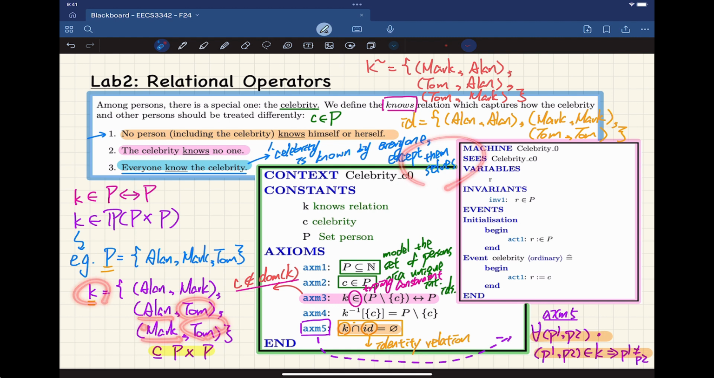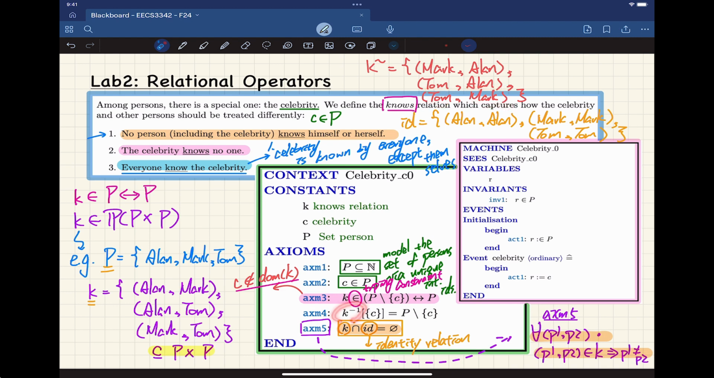All right? Let me say it again. Requirement number 3 here says everyone knows the celebrity. Another way to put it is the celebrity is known by everybody, and putting it together with requirement number 1, celebrity is known by everybody except themselves. So that's why you will see something like this. When you see K to the power of -1, it's really like this relation over here, right? Tom is known by Alan, and Tom is known by Mark. That's really what we have.